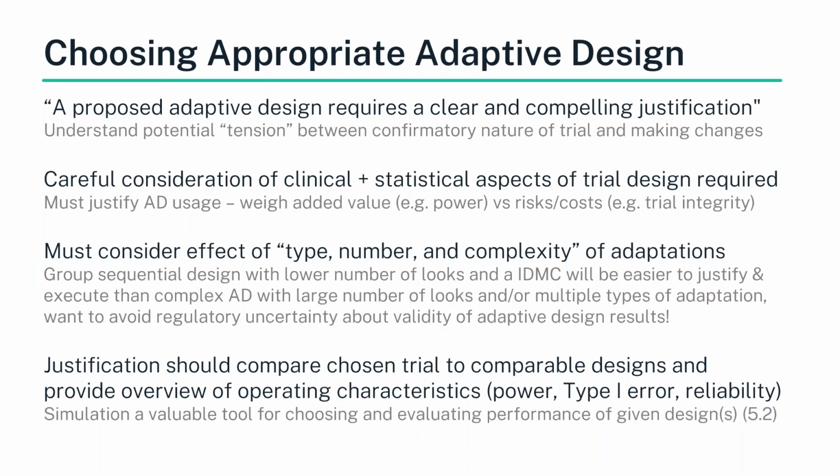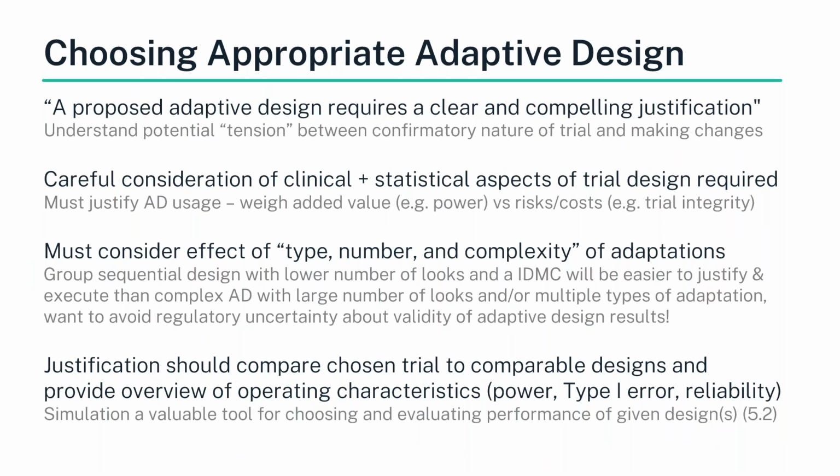I think that's fair enough in itself, but adding almost two adjectives, clear and compelling, is almost saying this is a special thing that you need to justify. And I think that makes sense in the context that adaptive designs obviously have additional costs, and they add complexity to the trial. So there is a good reason to not just go willy-nilly into adaptive design, but there's somewhat of a case to be made that it goes a little bit too far in saying that there's a philosophical tension between the confirmatory nature of a trial and making changes to the trial, and in saying that this is a risky thing to do rather than just a more difficult or more complex thing to do.